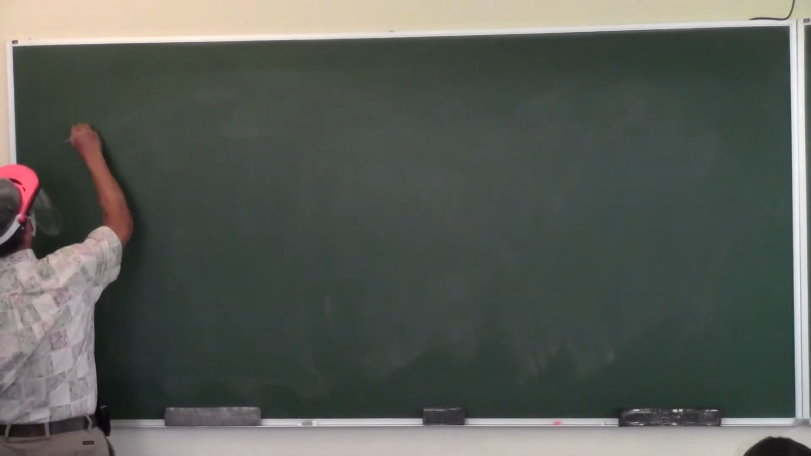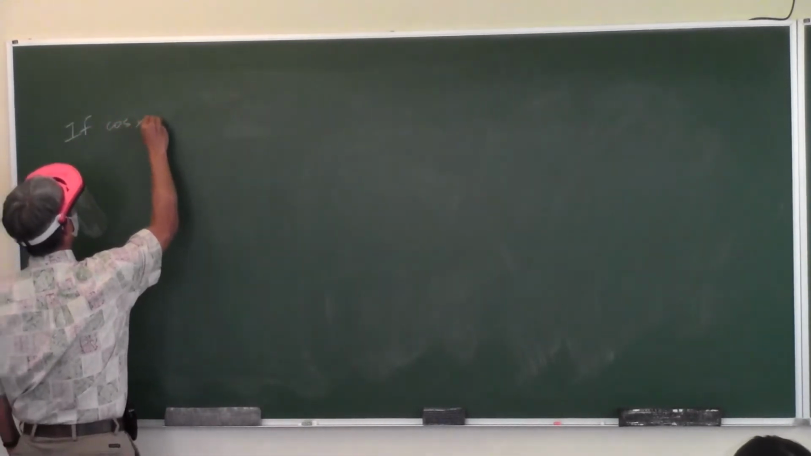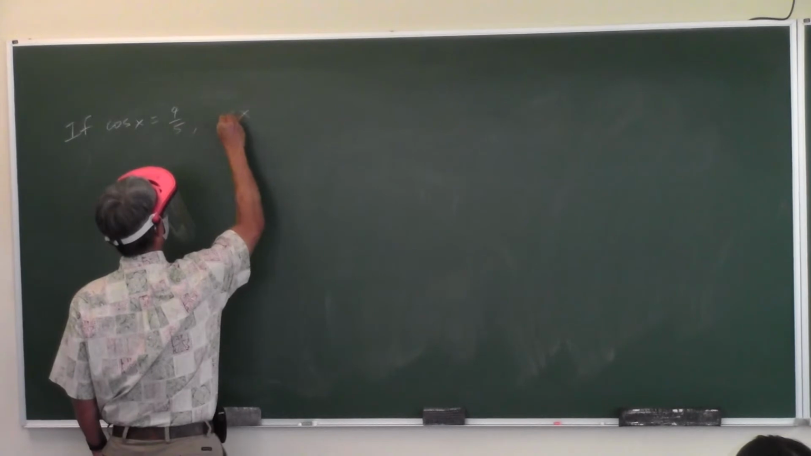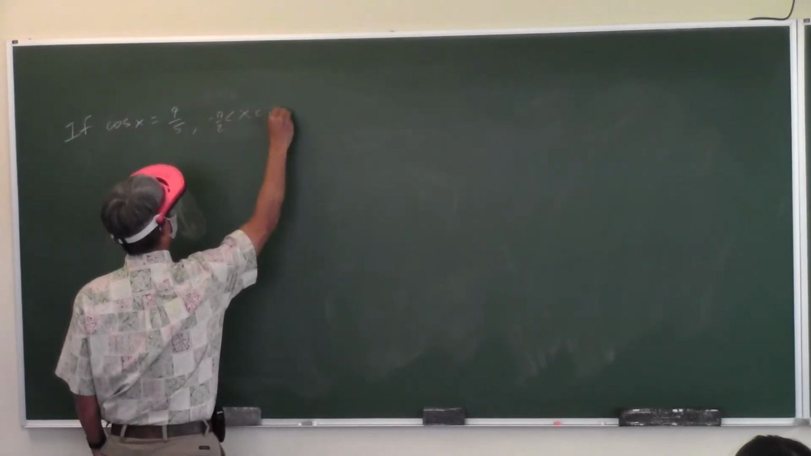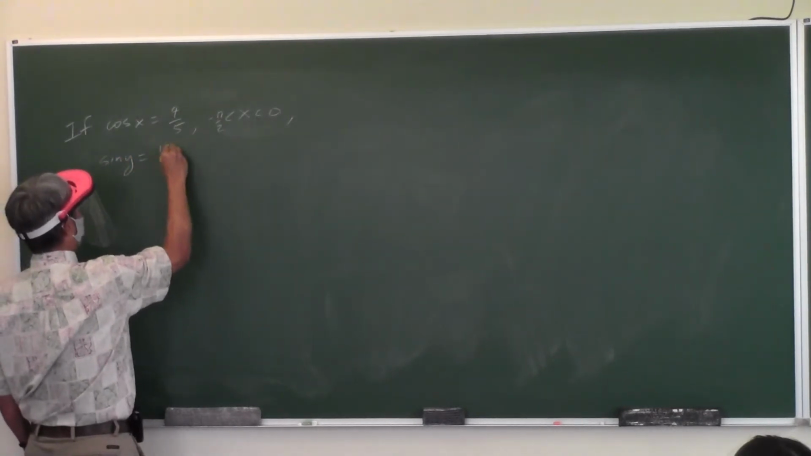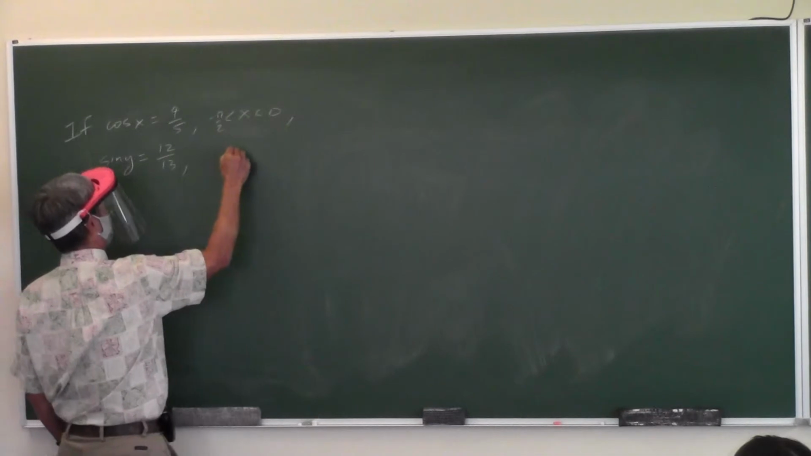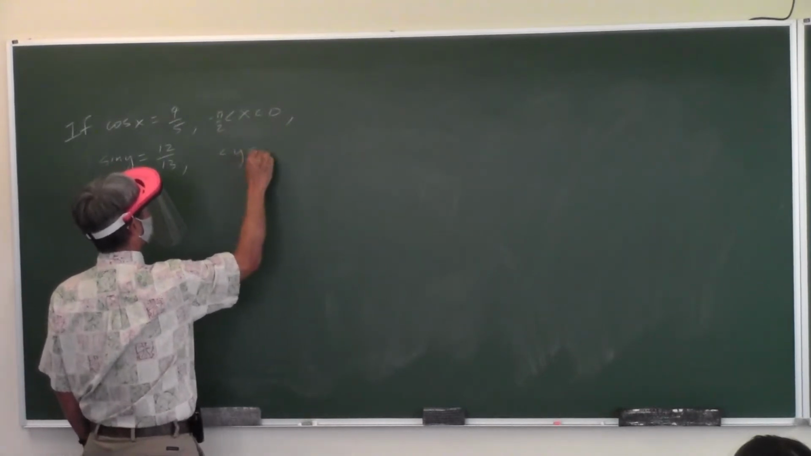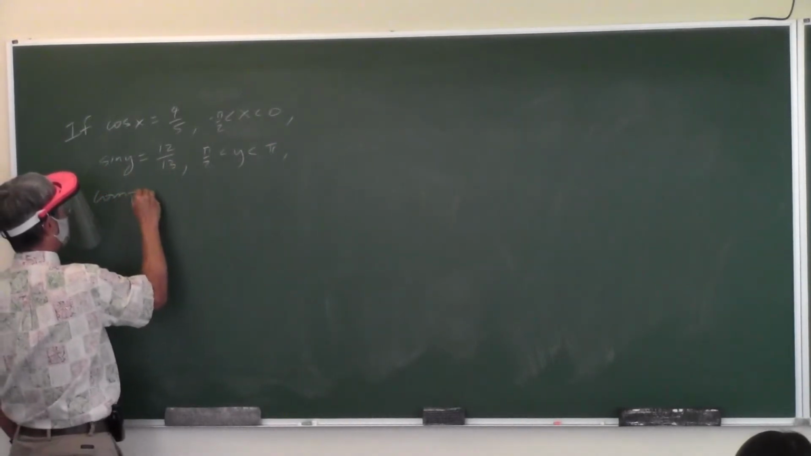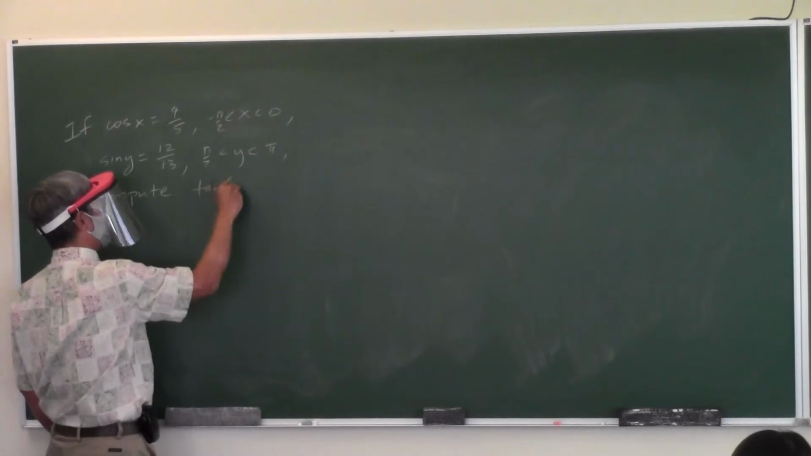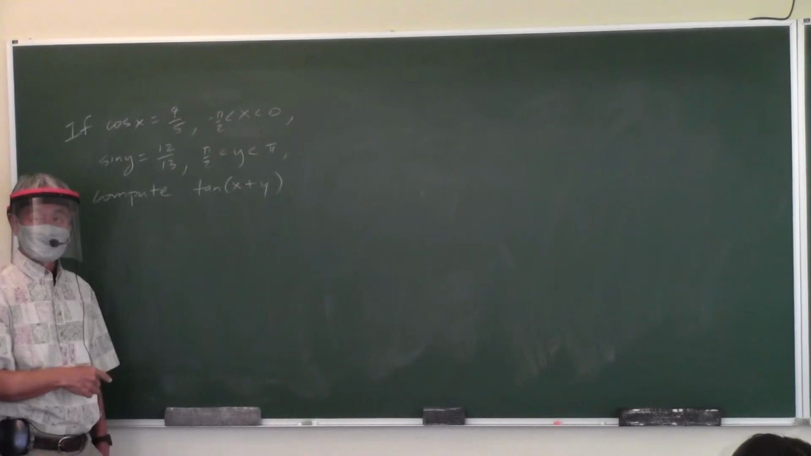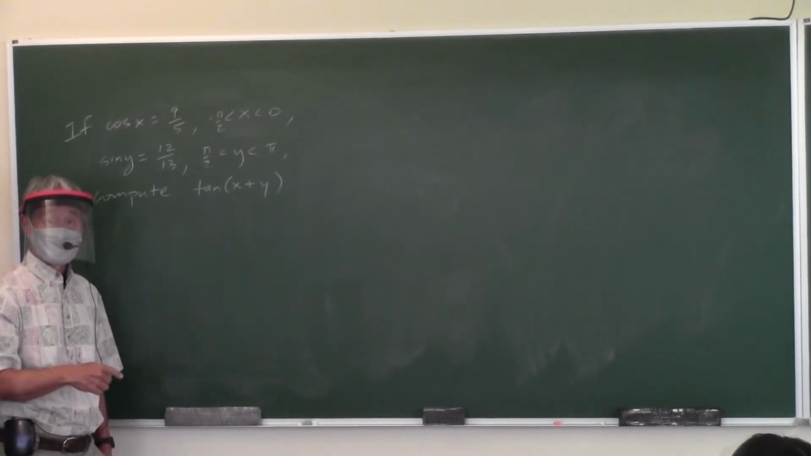Problems like this. If cosine x equals 4/5, and x is between -pi/2 and 0, and sine of angle y equals 12/13, and y is between pi/2 and pi, compute tangent of x plus y. There were several problems like this on last night's homework, yeah? There was homework last night.